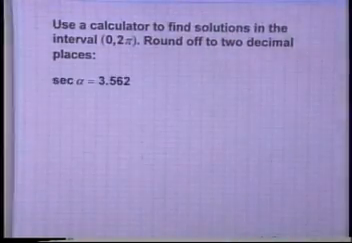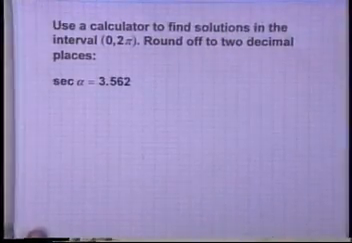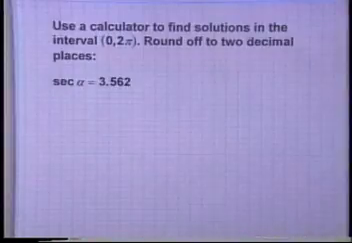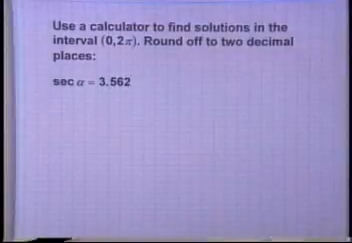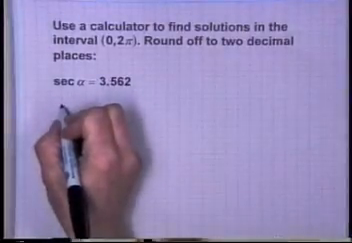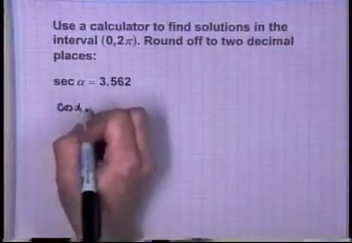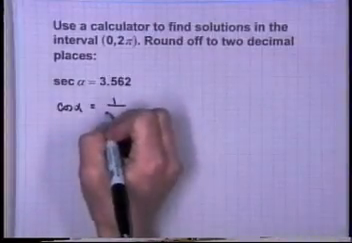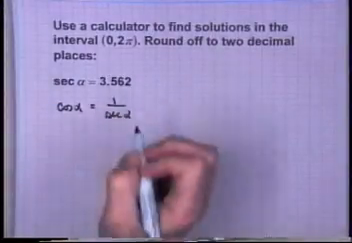Use a calculator to find solutions in the interval 0 to 2 pi. Round off to 2 decimal places. We are given secant alpha equals 3.562. Now, do we have an inverse secant? No. But we know what? The cosine of alpha is 1 over the secant of alpha, isn't it?